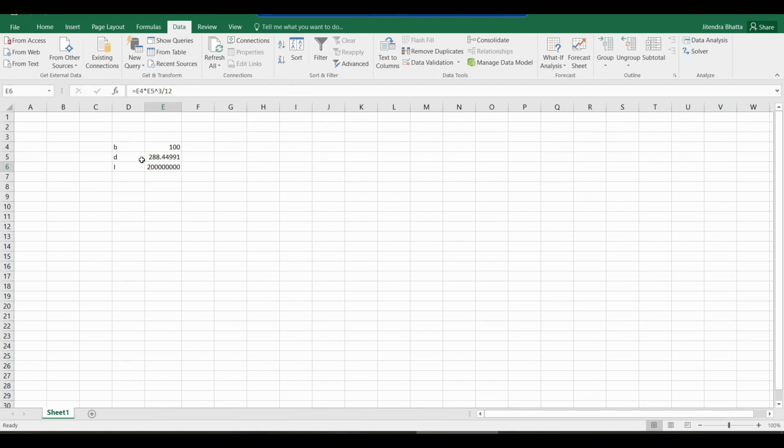We can use Excel. The way we do is we can assume one value here. We can assume, say, 40 here.